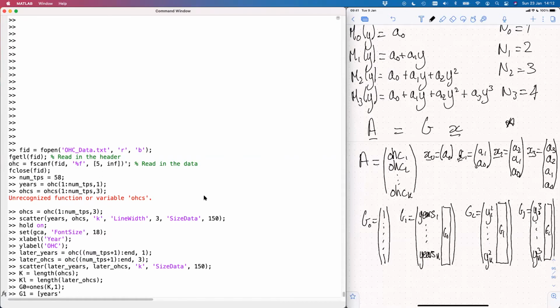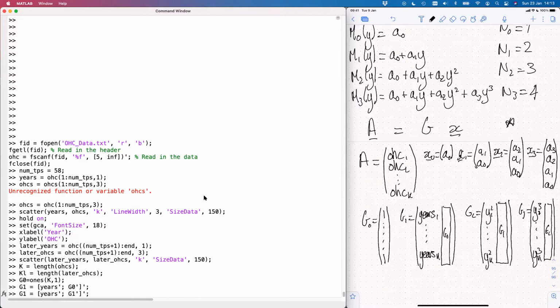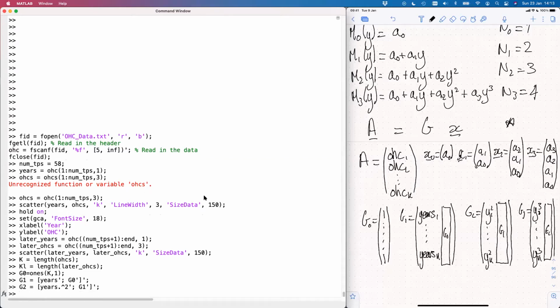I need to do some transposing here to get it in the right format for MATLAB to make a matrix out of it, but it's a column of the years appended to our design matrix G0. That gives it the right structure. And similarly, I can write G2 as a column of years squared appended to our design matrix G1. And finally G3, we append this column of years cubed to the existing G2.